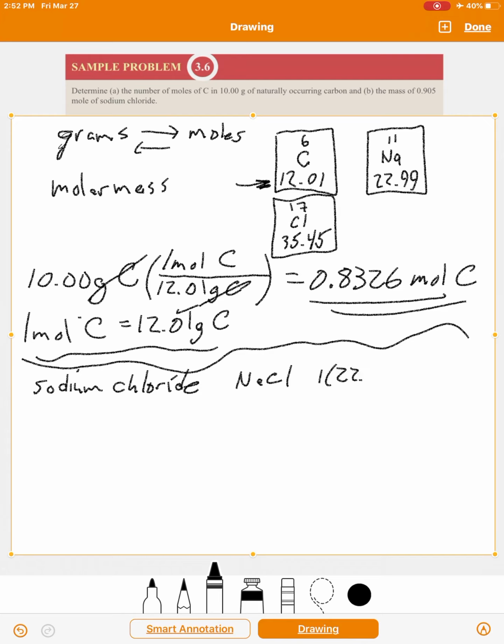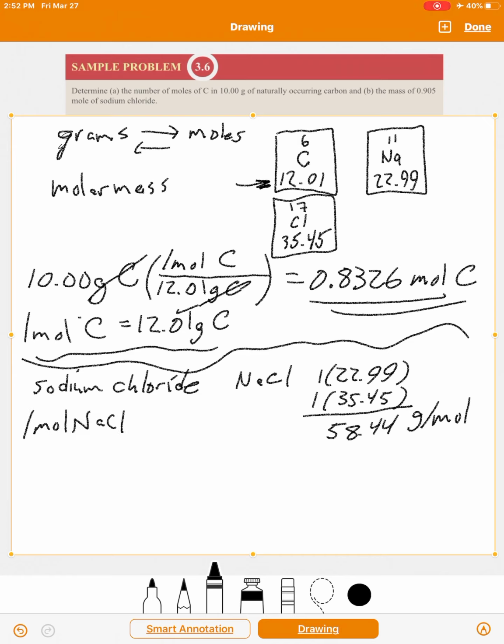Well, it has 1 sodium, and it has 1 chlorine. So that would be what? 58.44? And again, the units are the same, grams per mole. So in other words, for sodium chloride, 1 mole of sodium chloride equals 58.44 grams. Okay, 1 mole is that many grams. Same thing, conversion factor. So now in part B, we're told we have 0.905 moles.